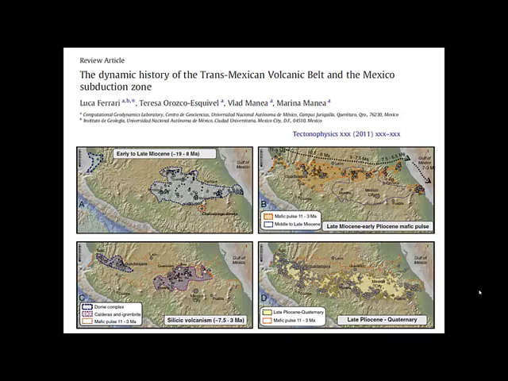Volcanoes. Luca Ferrari, Italian-Mexican geologist, has mapped out the history of volcanism in central Mexico and produced these maps in a journal of tectonophysics. So here's the distribution of volcanism from radioisotope dates in the early to late Miocene, the late Miocene to Pliocene, 7 to 3 million years ago, and effectively the modern day.